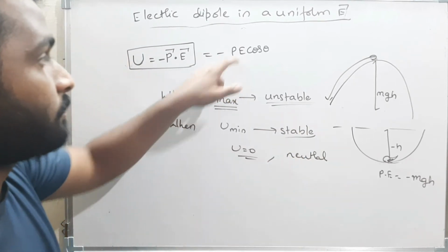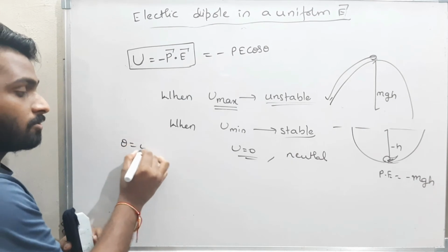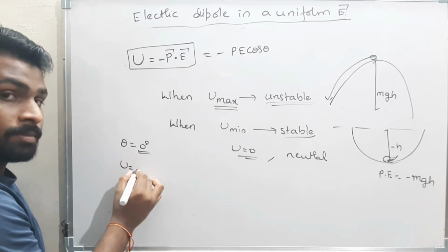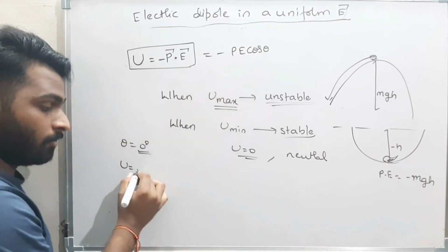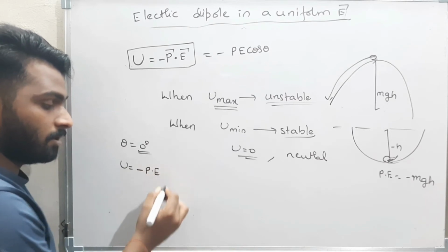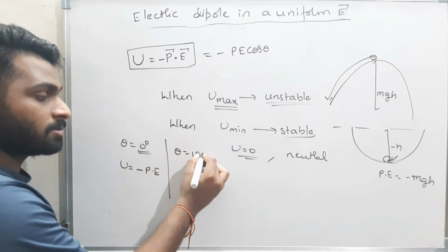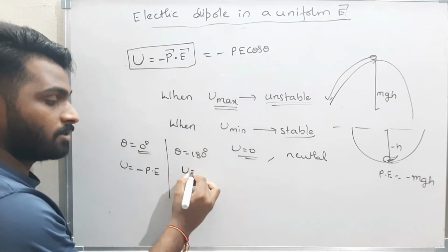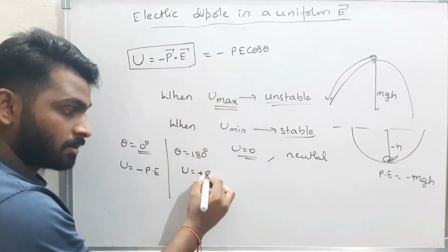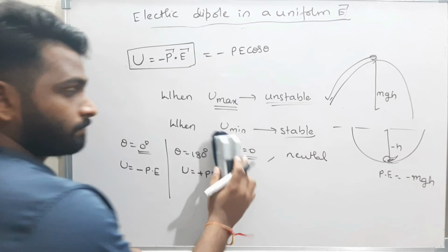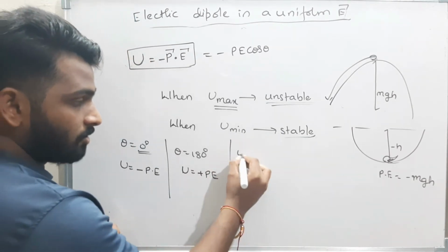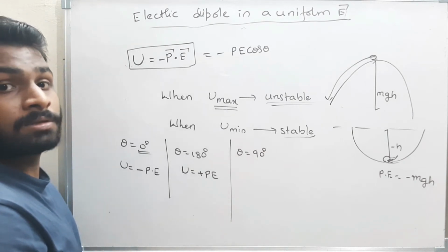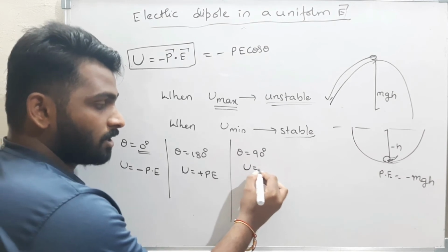Okay, now see here. When theta is equal to 0, what is the potential energy? Cos 0 is 1. Therefore, the potential energy is minus P. When theta is equal to 180 degrees, cos 180 is minus 1. Therefore, the potential energy is minus of minus, which is plus P. When theta is equal to 90 degrees, cos 90 is 0. Therefore, the potential energy is 0.